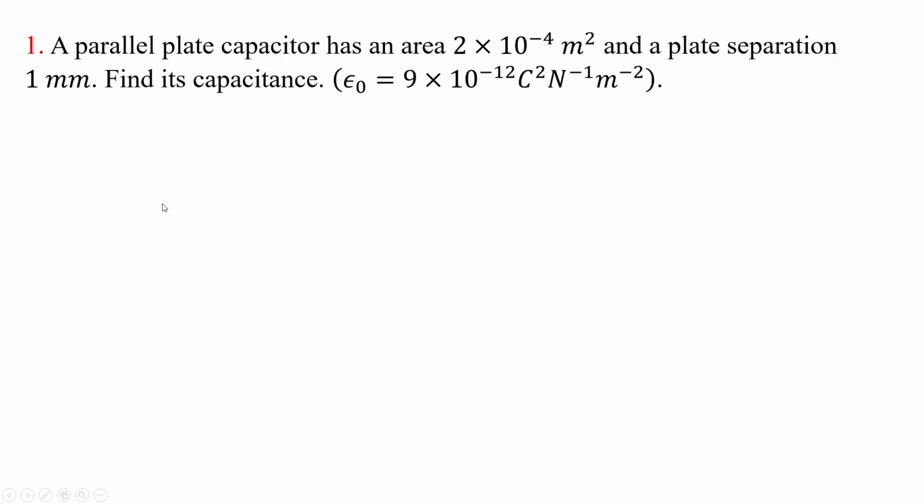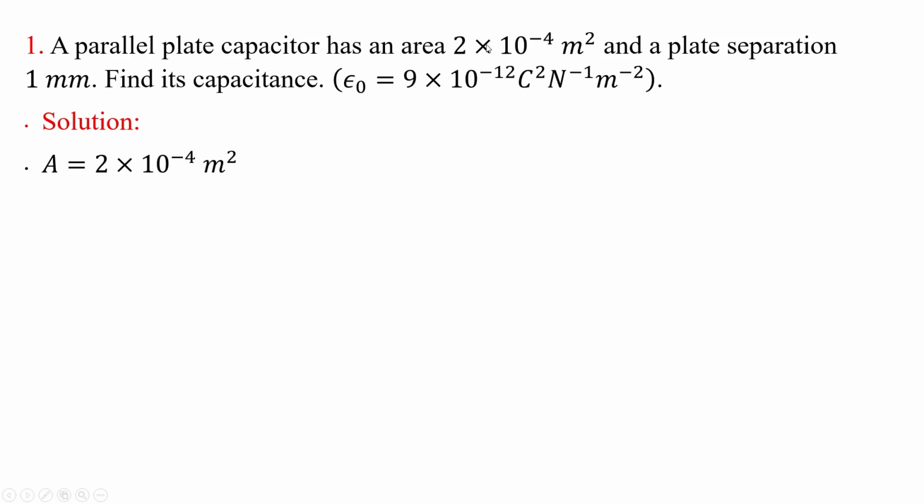Now let's do some questions. Question number 1. A parallel plate capacitor has an area of 2 into 10 raised to power minus 4 meter square and a plate separation of 1 millimeter. Find its capacitance. The given value of epsilon naught for this medium is 9 into 10 raised to power minus 12 coulomb square per Newton per meter square.